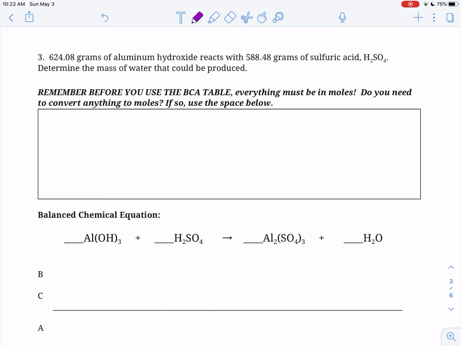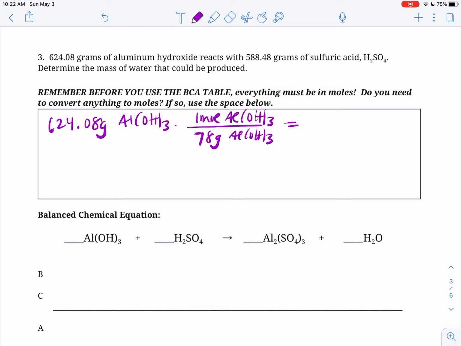Okay, all right, so if you look down here, I've already given you the equation. So we're going to start with 624.08 grams of aluminum hydroxide. Okay, and I need to turn everything into moles before I can use the BCA table. So again, I'm just going to cheat and use Google to find the molar mass because, yeah, it's fine. 78 grams Al(OH)3.